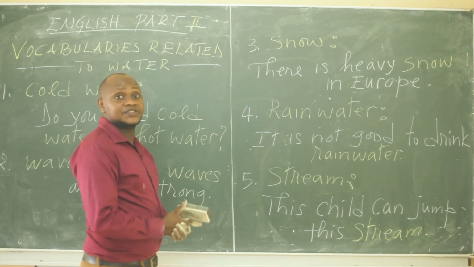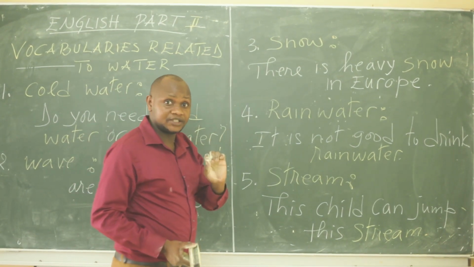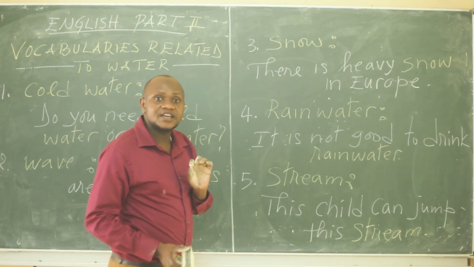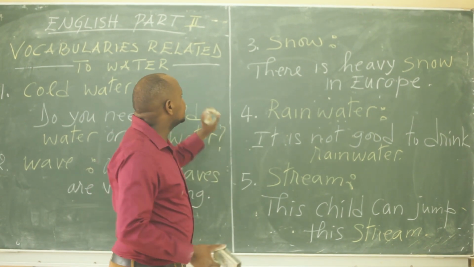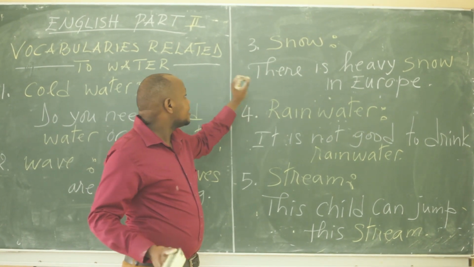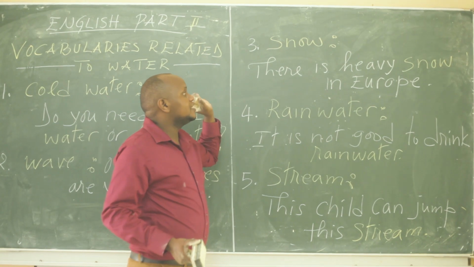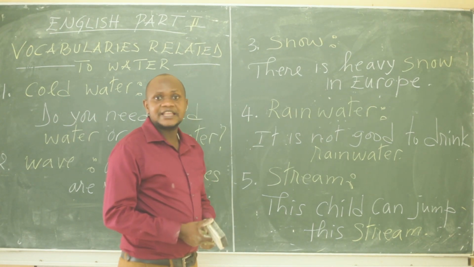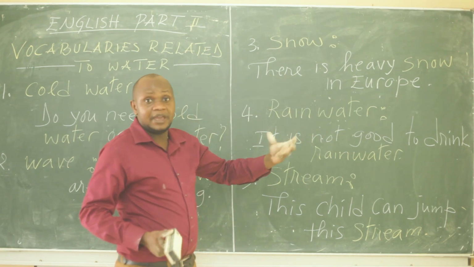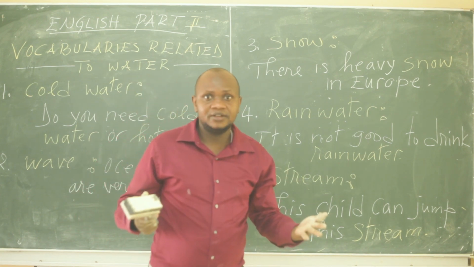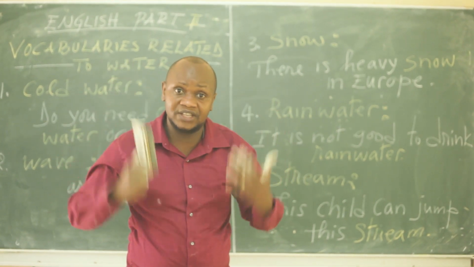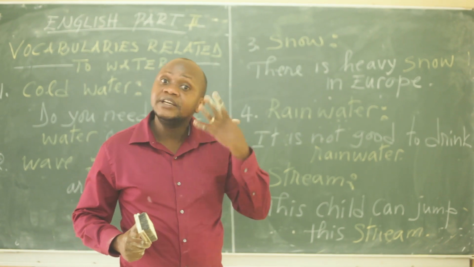The third word or the third vocabulary. The third vocabulary is snow. For example, you say snow. There is heavy snow in Europe. There is heavy snow in Europe. Maybe there in winter, winter period or season. In this winter period or in this winter season, there is heavy snow in Europe.